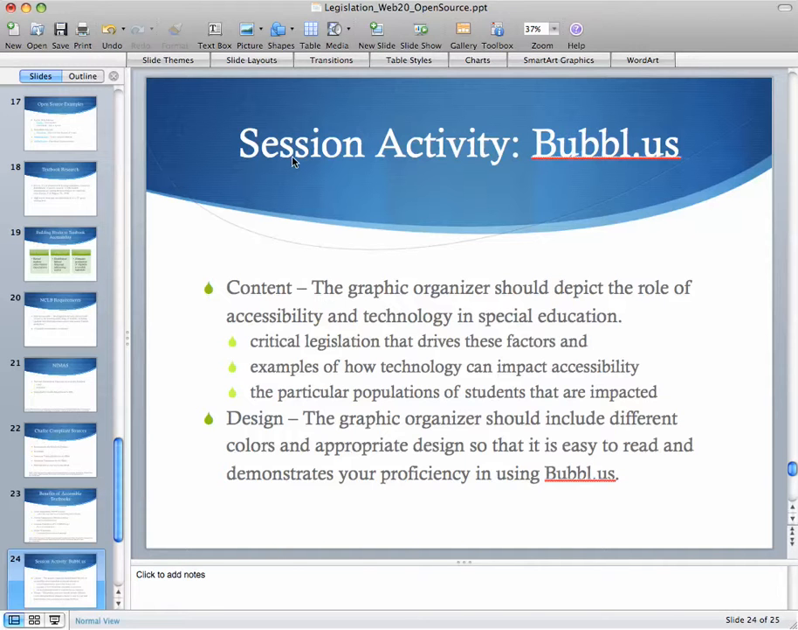And then finally, the design of the graphic organizer should include, of course, different colors and an appropriate design so that it's easy to read and demonstrates your proficiency in using Bubble.us. So I'll be grading for two things. One, the content and your understanding of the content in this session, and two, your use of Bubble.us.